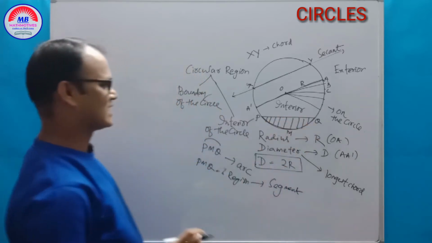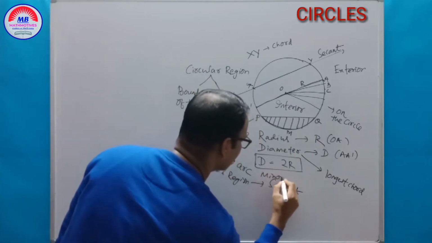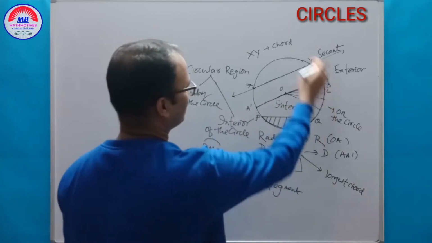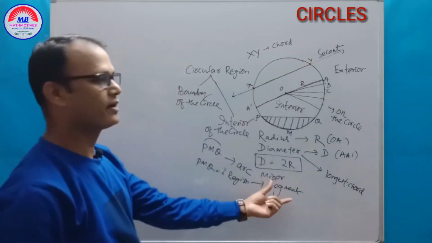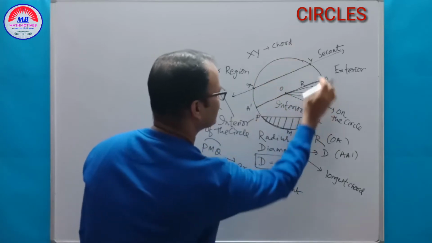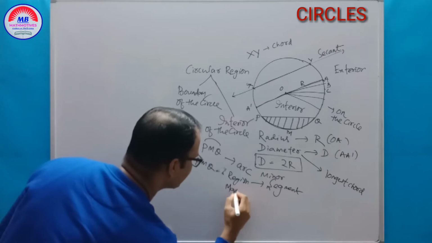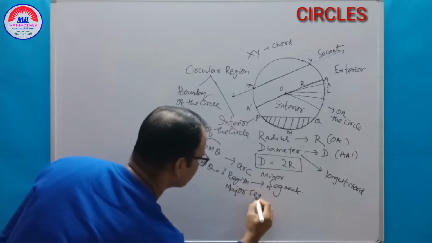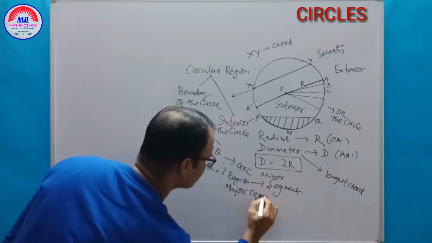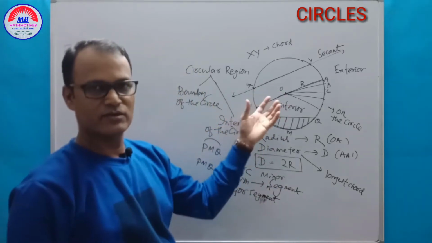That is called a segment, and this segment is called the minor segment because it is the smaller part of the circle. So it is called the minor segment. The rest part of the circle is called the major segment. Okay, these are some ideas about a circle.